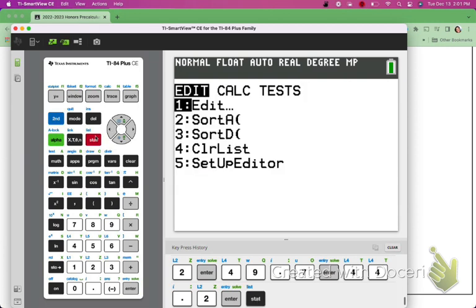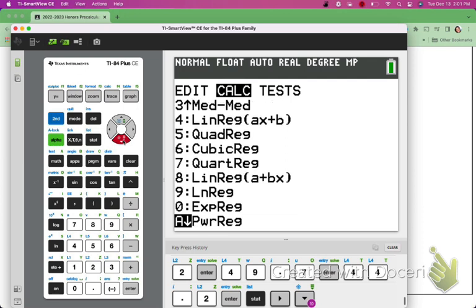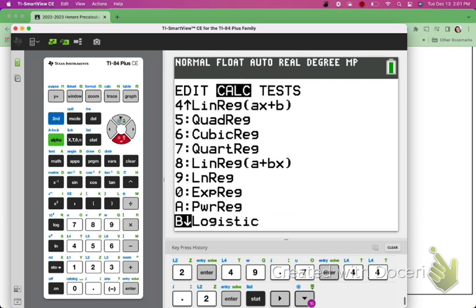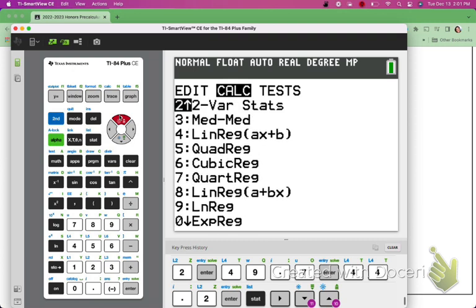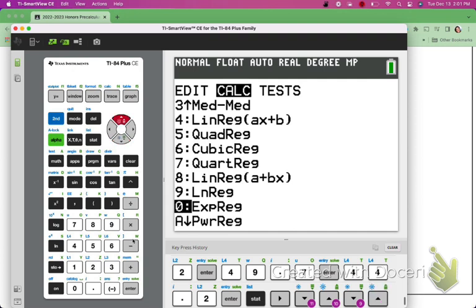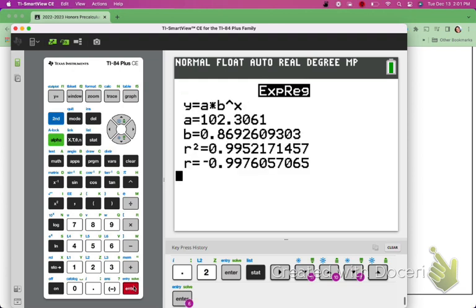Hit stat again. Go over to calculate. And then 4 through 9, 0, A, they all have regressions attached to them. Which one do you think we're going to pick here? No, we don't want linear. We don't want quadratic. We don't want cubic. Yeah, so exponential is going to be the one where we're going to go to. So hit that 0. My X was my list 1. My Y was my list 2. We could store it if I wanted to, but I'm just going to hit enter.